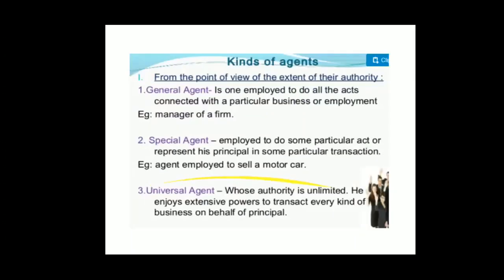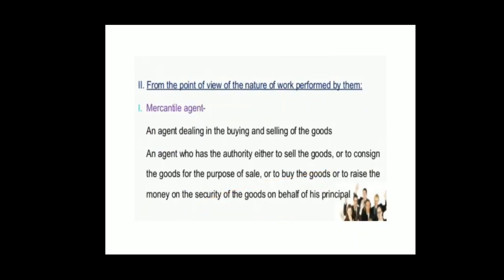This was your authority, how much authority the agents are having. This is what work and how much work the agents are going to do. In that, first we have the mercantile agent, who deals in buying and selling of goods, who has full authority either to sell the goods, or to consign the goods for the purpose of sale, or to buy the goods, or to raise money on security of goods, on behalf of his principal. Always remember, whatever you are doing, it should be on behalf of your principal.